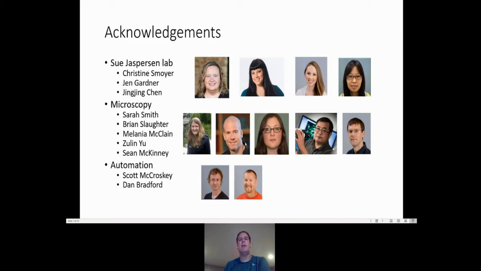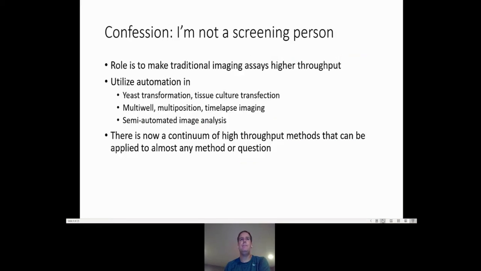Brian Slaughter was involved in a lot of the discussions and brainstorming. Melania McLean did the immunogold studies that were required to validate some of the things I'm going to talk about. Zulin Yu is our super resolution expert, and he was involved in taking many of those images that I'll show later on. And Sean McKinney is an expert at microscope automation and was involved in those aspects of this work. On the molecular biology side, Scott McCroskey and Dan Bradford worked on automating the strain creation for this study, which was crucial to the study.